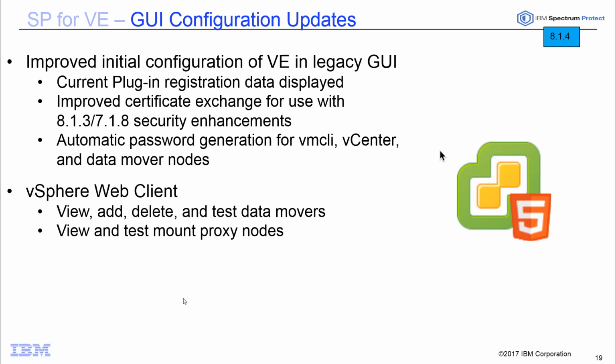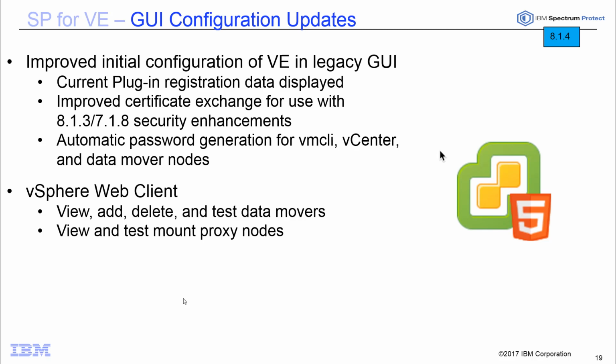We've also had some new certificate acceptance logic, so we've added some SSL configuration changes in version 8.1.3 and later, and 7.1.8 and later. And now when you're going through the installation GUI, you can optionally accept the certificates from those versions of Spectrum Protect. And there were some instances where you had to enter passwords in the installation GUI which weren't necessarily used in the future. And now we automatically generate those passwords for you, so there's no need to make them up as you do the install.